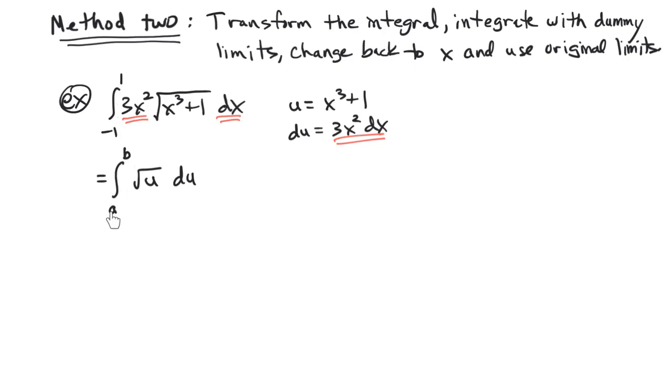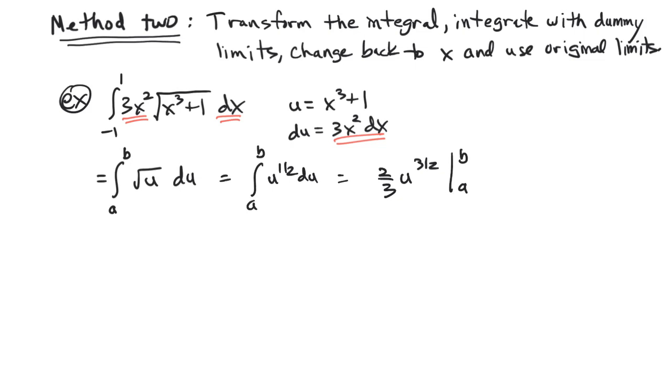These are called dummy limits. And then from there, you just integrate like you normally would. So we have the integral from a to b of u to the 1/2 du. And we just go ahead and integrate, so that gives us 2/3 u to the 3/2 from b to a.